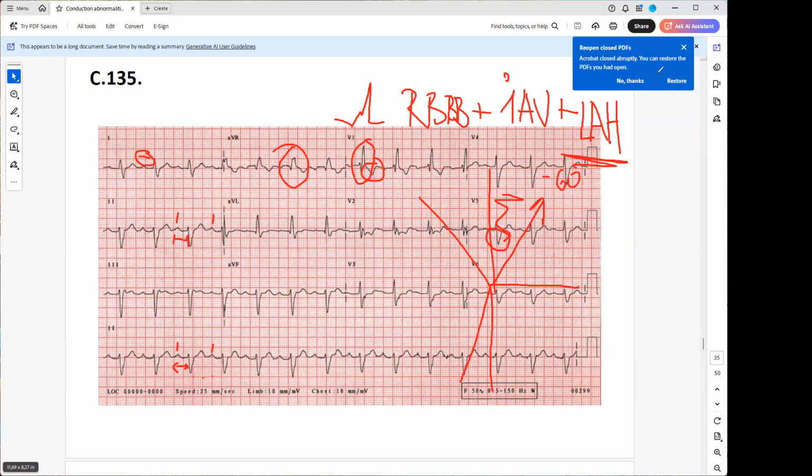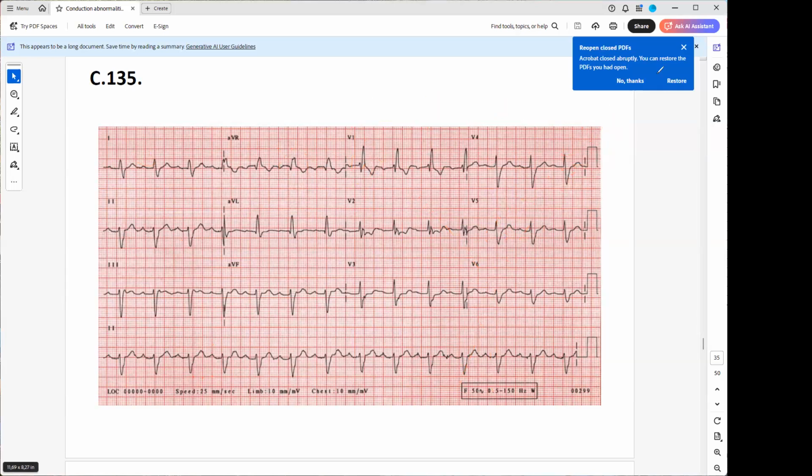Just one more question. If you see a widened QRS in V1, you assume that there's a right bundle branch block, right? No. The QRS is wide everywhere, except when you have a wide notched R wave in V1, that's right bundle branch block. If you have a QS complex in V1, and you see a wide notched R wave on the left side, that means left bundle branch block.